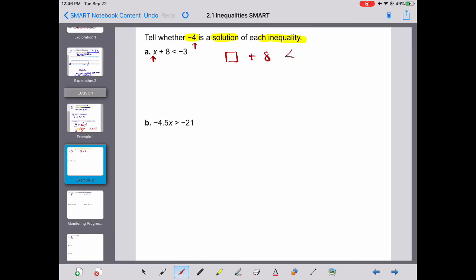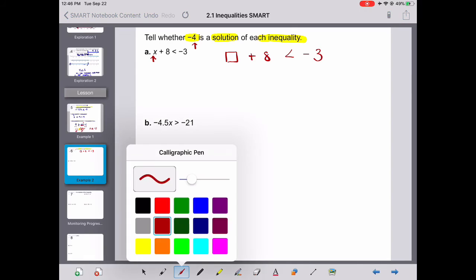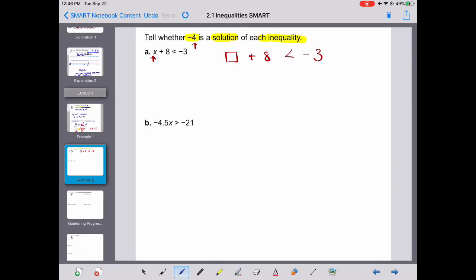Plus 8 is less than negative 3. In that box, we plug in negative 4 to test it. So what's negative 4 plus 8? Negative 4 plus 8 is 4. Then bring down the symbol. It's less than negative 3.